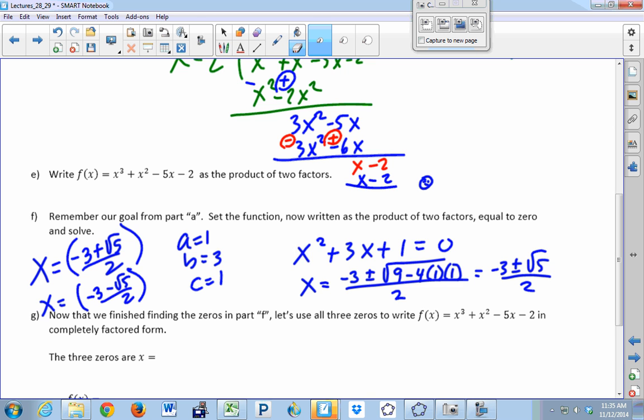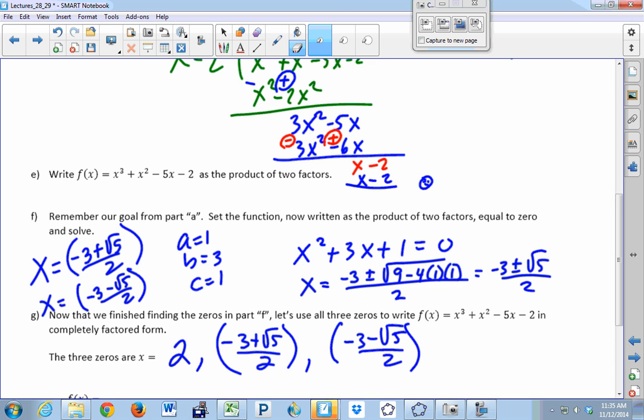So now I have my 3 zeros. My first zero was 2. I got that off my calculator. My next zero is -3 plus the square root of 5 over 2, and its partner, -3 minus the square root of 5 over 2. So there are my 3 zeros.